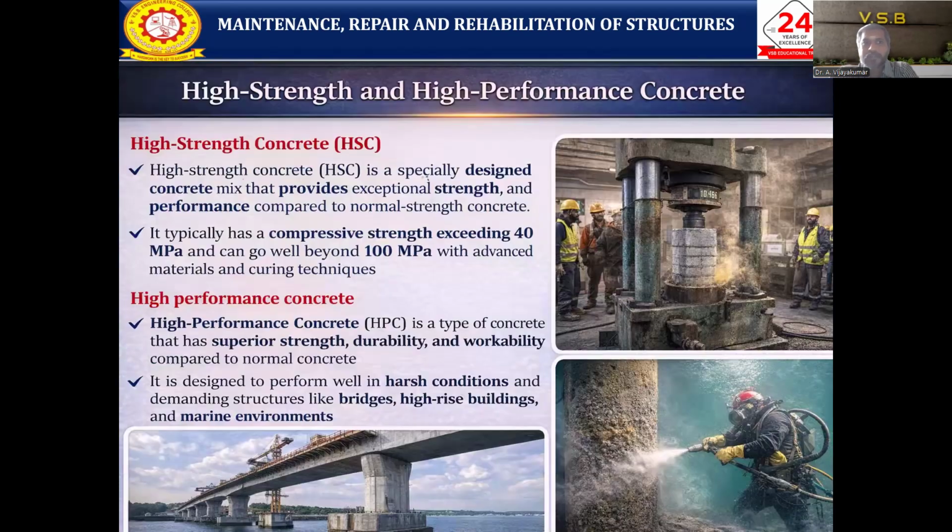Next is high strength and high performance concrete. Both are important for our civil engineering work. What is high strength concrete? A designed concrete mix that provides exceptional strength and performance compared to normal strength concrete. Its compressive strength typically exceeds 40 megapascal and can go beyond 100 megapascal. In normal conventional concrete, if done properly, you can get 50 megapascal. But with HSC concrete, the minimum is 40, and it can go well beyond 40 megapascal.